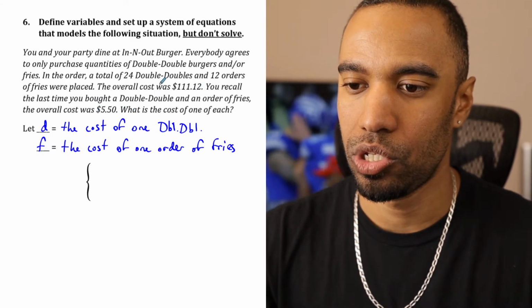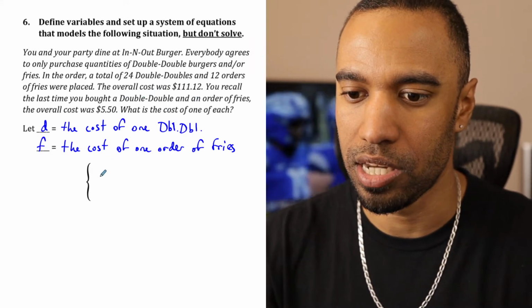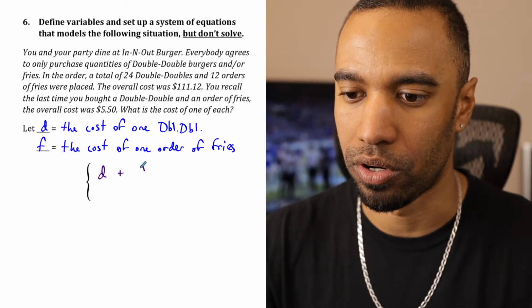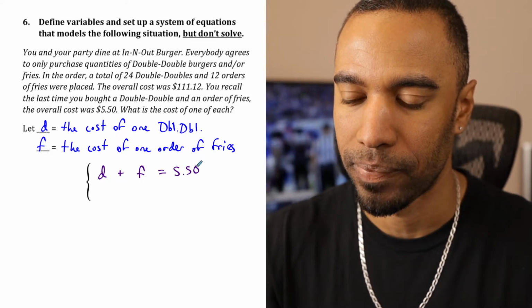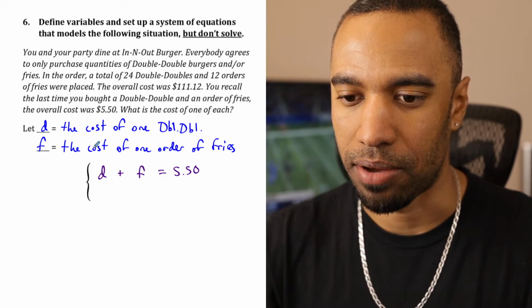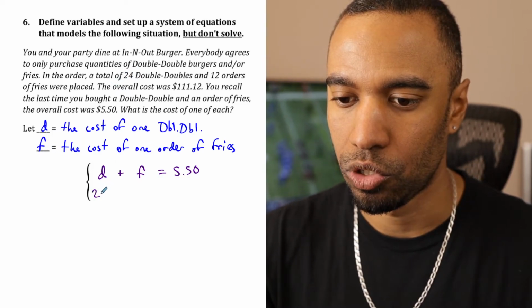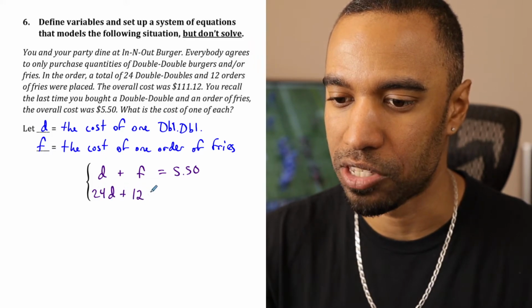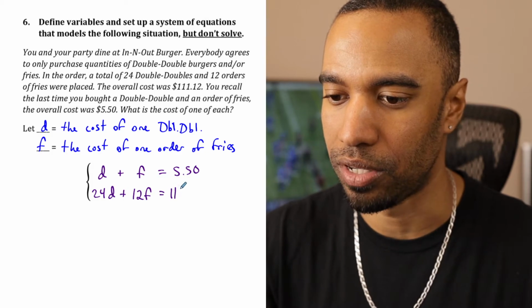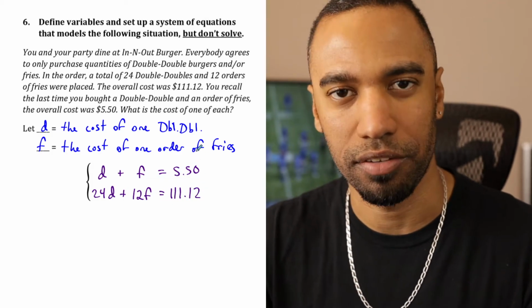All right, let's make 2 different equations. Let's do the easiest one first, which is 1 double-double and 1 order of fries. Their cost each gives us $5.50. And then the other one: 24 double-doubles, so 24 times the cost of each, plus 12 orders of fries times the cost of each, equals $111.12.